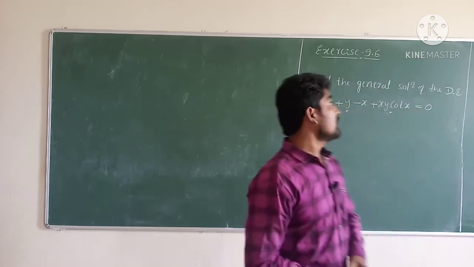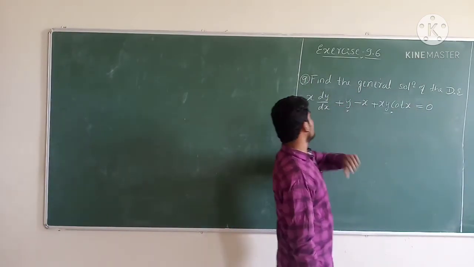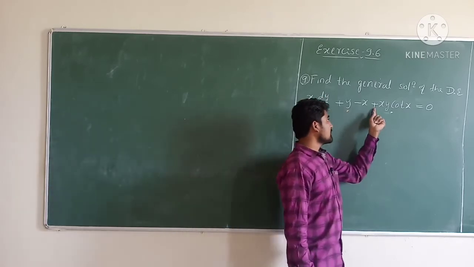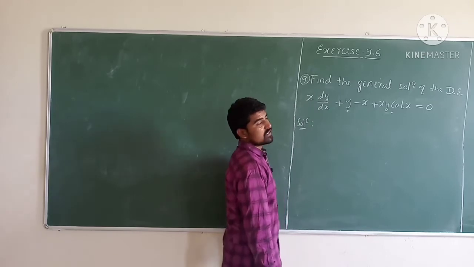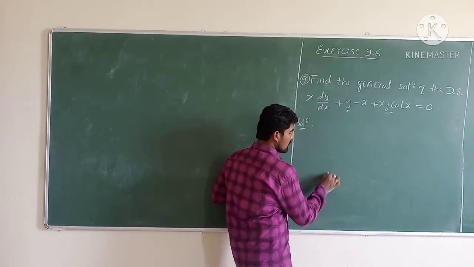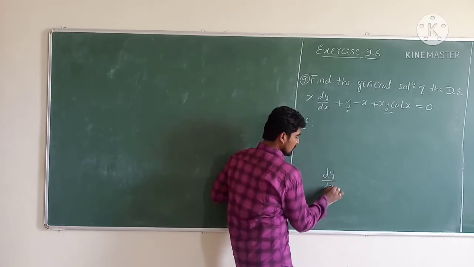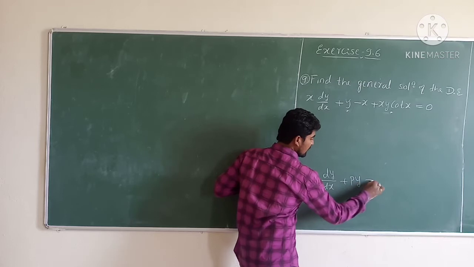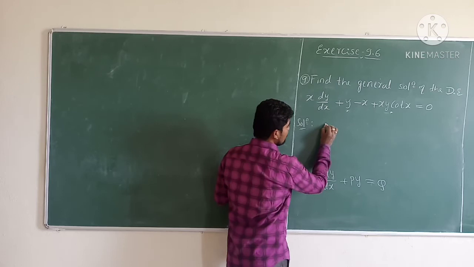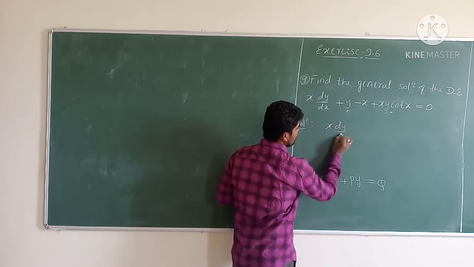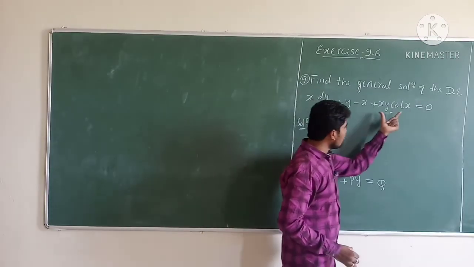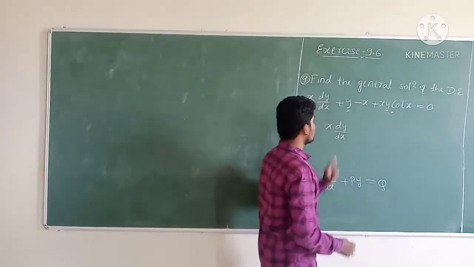So now the ninth question is: find the general solution of the differential equation x into dy by dx plus y minus x plus xy cot x is equal to 0. First, we need to convert the given differential equation into standard form dy by dx plus py is equal to q. So for that, x into dy by dx, first term as it is. Now for py, y is common in the second and fourth terms, so let's take y as common.